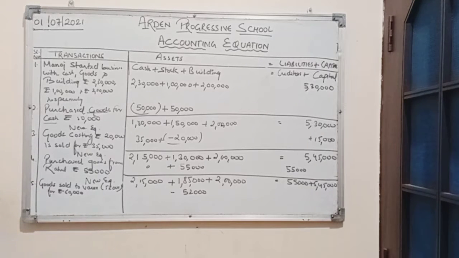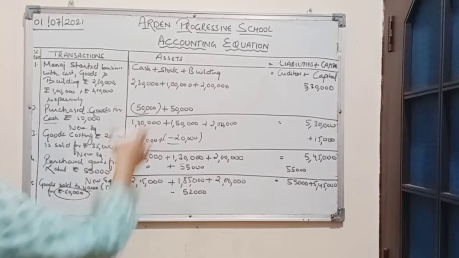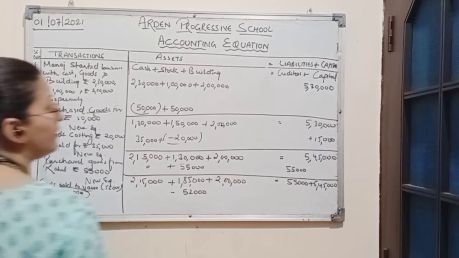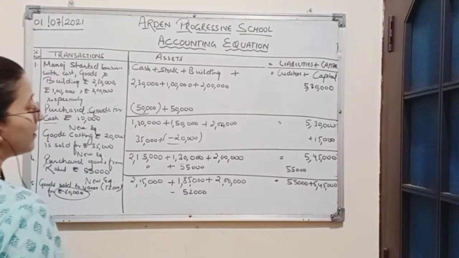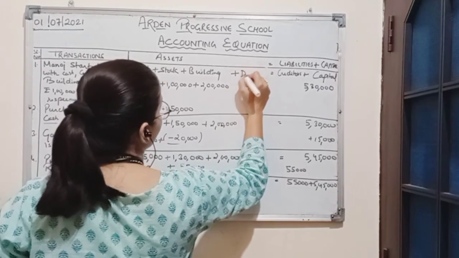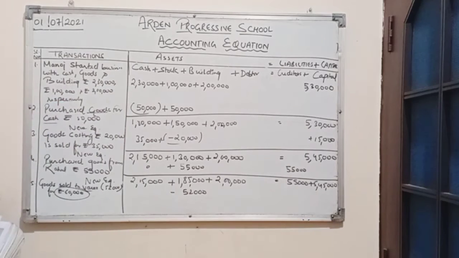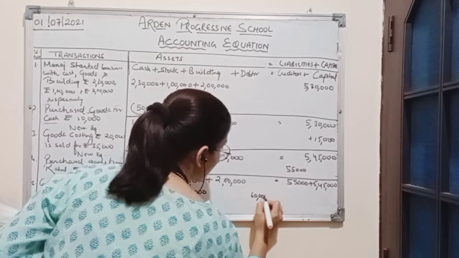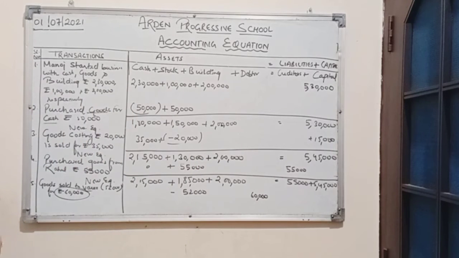Now it is not mentioned in the transaction that these goods are sold to Varun for cash. So we will assume that the goods have been sold to Varun on credit. So now we will receive this payment of 60,000 in future from Varun. That means if we have to receive cash, it comes in the category of asset, and we have to receive it from Varun. Varun will be the debtor. So we will open a debtor column on asset side, debtors amounting to rupees 60,000 because we have to receive this payment from Varun.